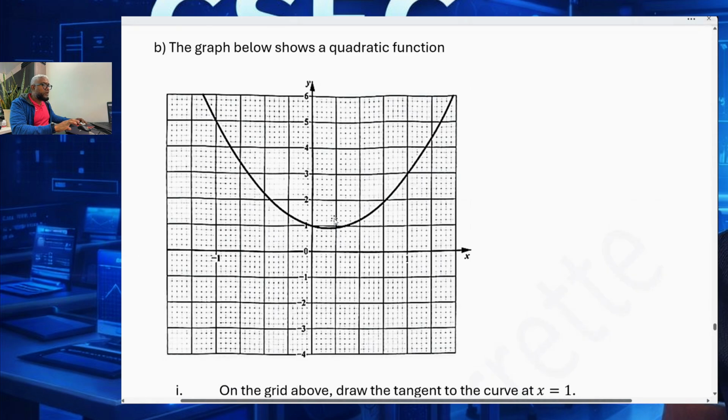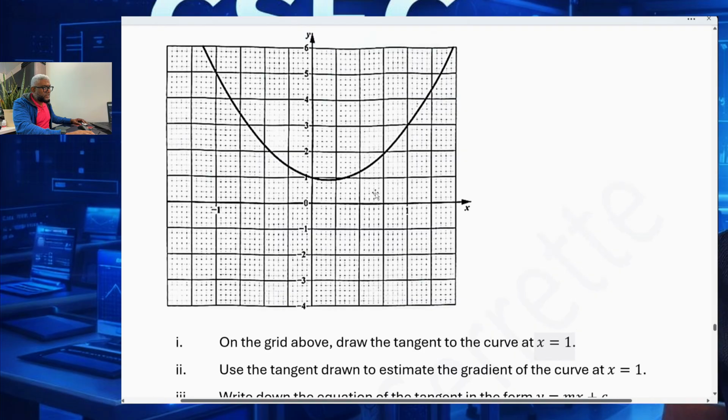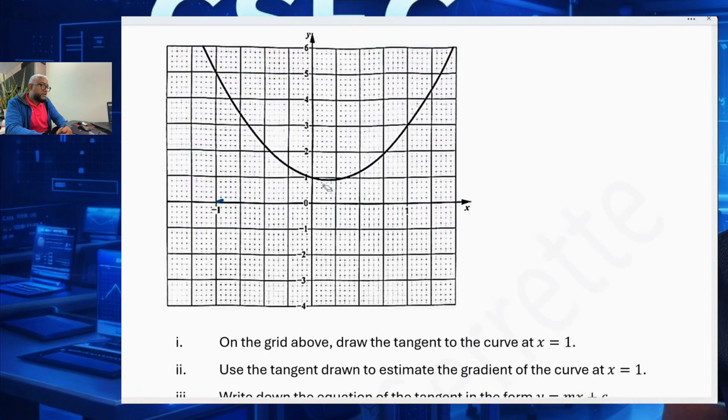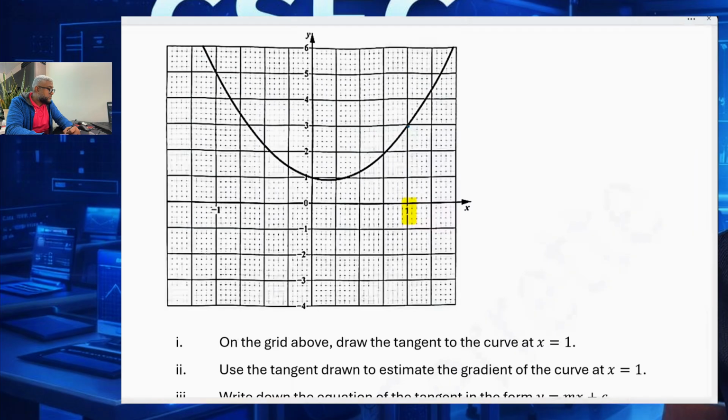So let me see what they're asking. On the grid above, draw the tangent to the curve at x is equal to 1, right? So the tangent to the curve where x is equal to 1. So x is 1 here. If I want a tangent to the curve when x is 1, that means we need a straight line touching this curve at one point there. Okay, so watch it. It could look like this. All right. No, look, x is equal to 1 here. Look at that one hiding there. You all see that? Let me highlight it there. Look, 1 here. Look, 1. Yeah. So that will be here.